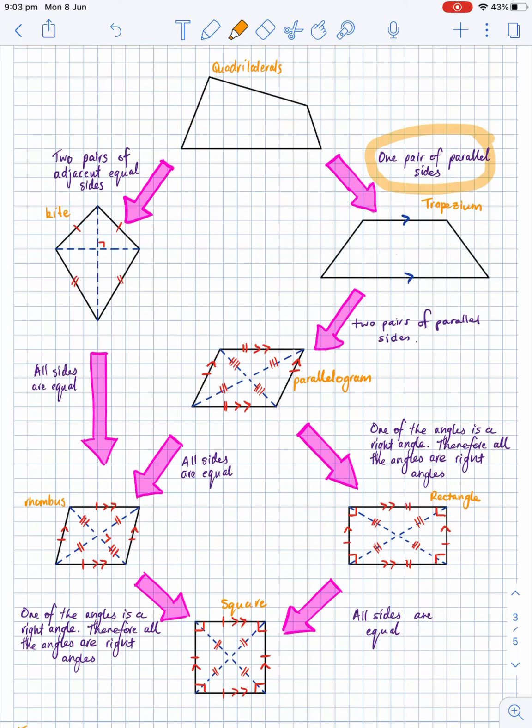Over here, any sort of quadrilateral with 1 pair of parallel sides, as you can see here, that is going to be a type of trapezium. So I can make a really wonky shape, but all I need is a pair of parallel sides, and that's going to be a trapezium.